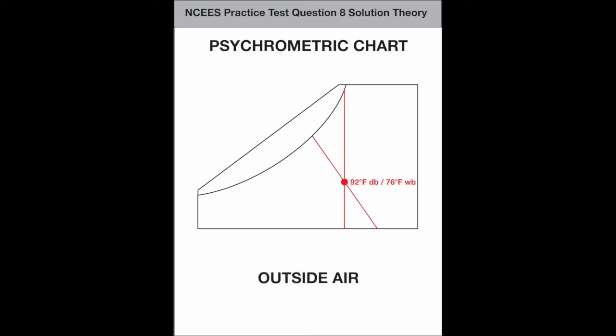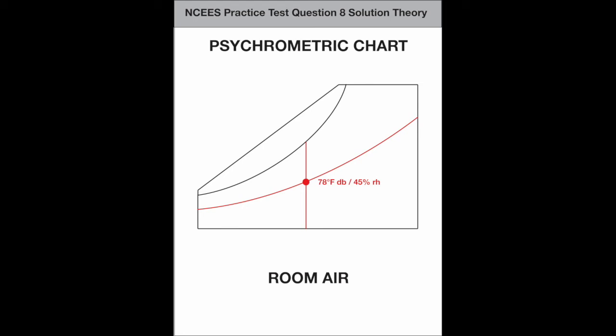Outside air at 92 degrees Fahrenheit dry bulb, 76 degrees Fahrenheit wet bulb equals roughly 14.26. Room air at 78 degrees Fahrenheit dry bulb, 45% RH equals roughly 13.75.